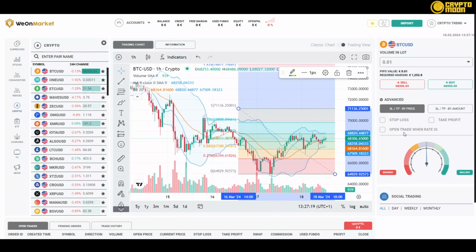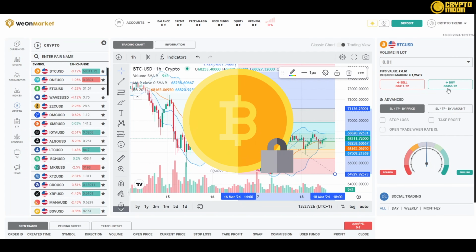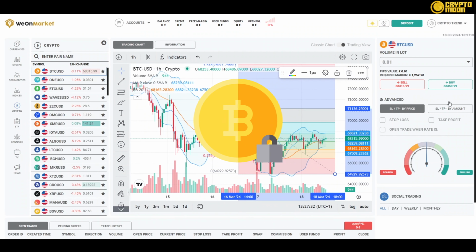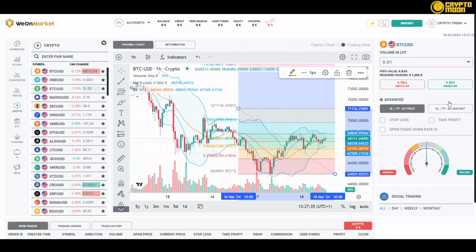And this is the option open trade when rate is. So let's say, for example, that you think that the price of Bitcoin is a little bit high now at 68,000. You would say, I would buy when the price is at 65. But probably when it reaches that specific price, maybe you are busy, maybe you are not looking at the chart, maybe you are sleeping or doing other things. So the trade will open automatically once the price reaches that amount.